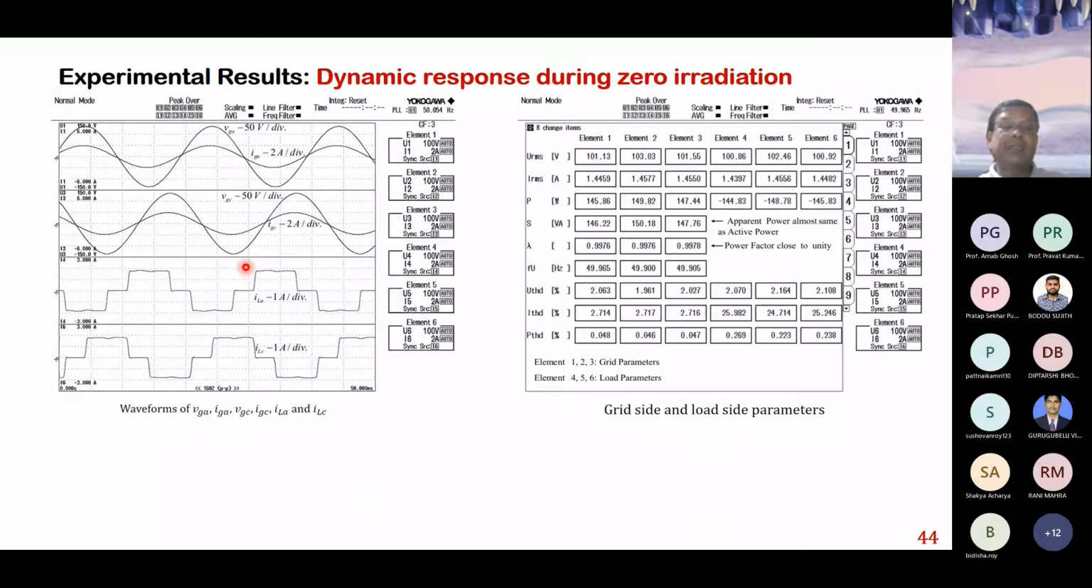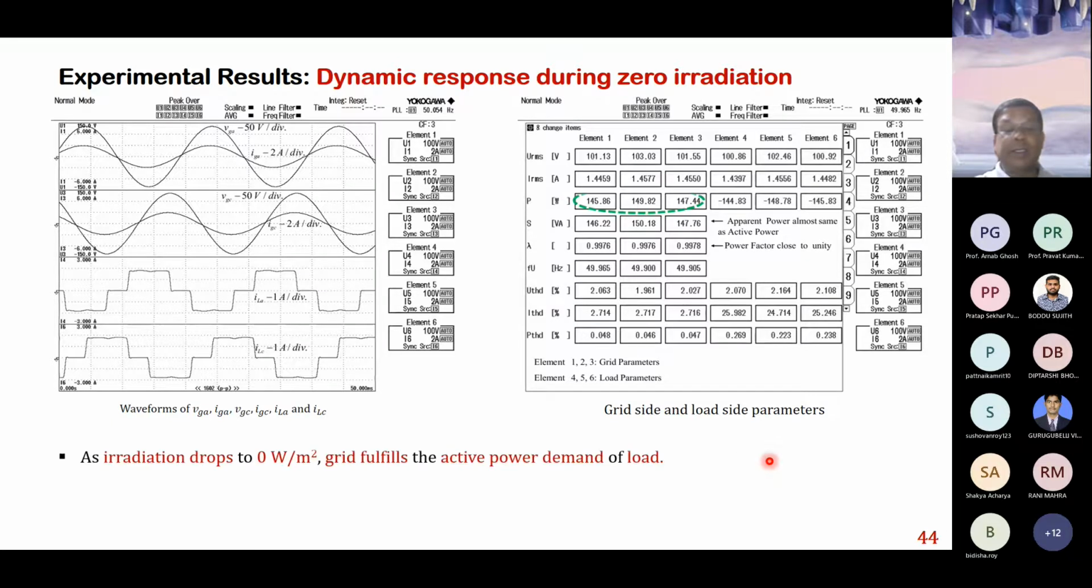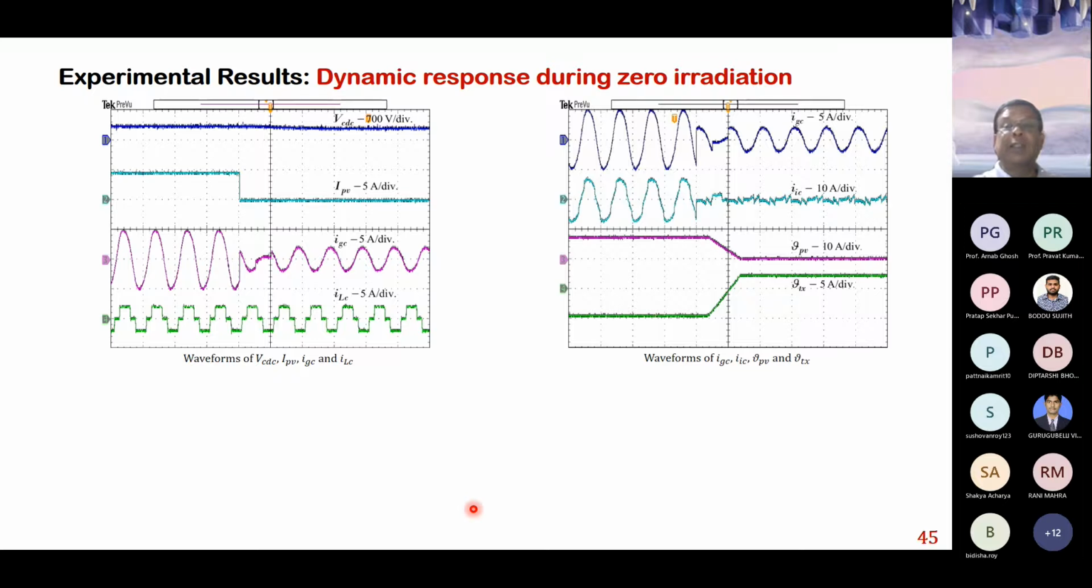The left side figures indicate the voltage and current, the grid voltage and current, and the right side one is the grid side and load side parameters. We could see here that as the irradiance falls to zero, the grid fulfills the active power demand of the load. So the grid current becomes positive and in phase with the grid voltage. And this is the dynamic response.